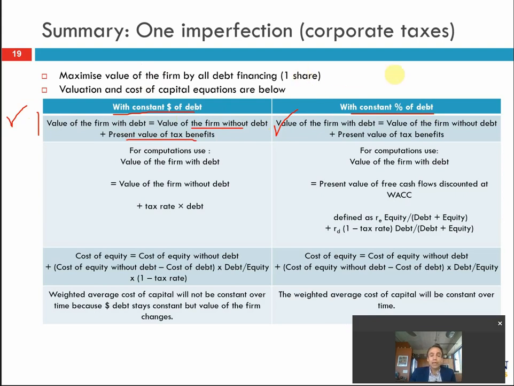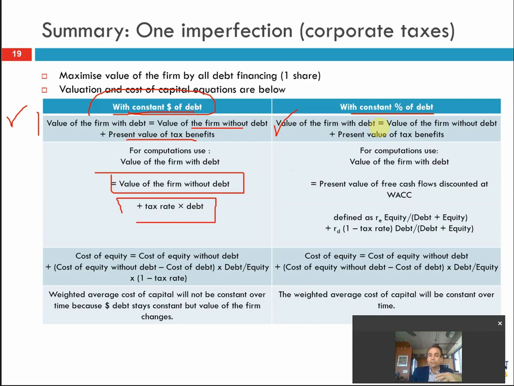But then how do you come up with that general equation? How do you value the entire firm? For computational convenience, if you have a constant dollar amount of debt, you should say, what's the value of the firm without debt? So use the same cash flow definition that we've always used and use the expected return on assets as the discount rate. And that's also called the unlevered cost of equity as the discount rate. And then separately estimate the value of those interest tax deductions as the tax rate times the amount of debt.